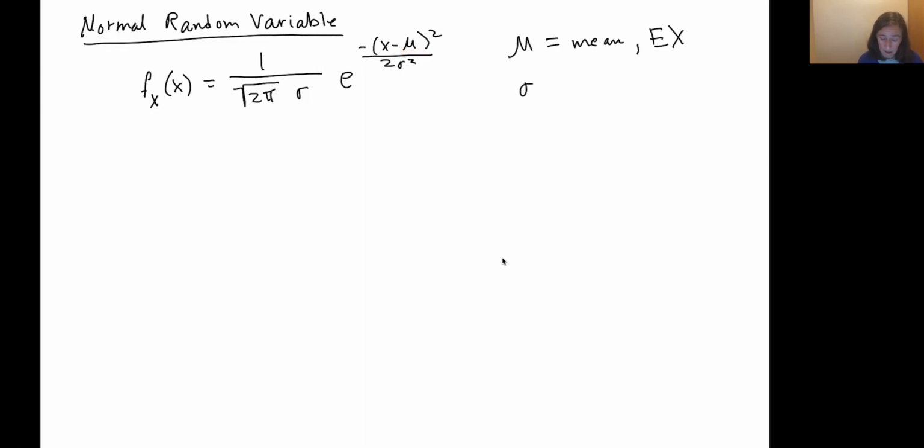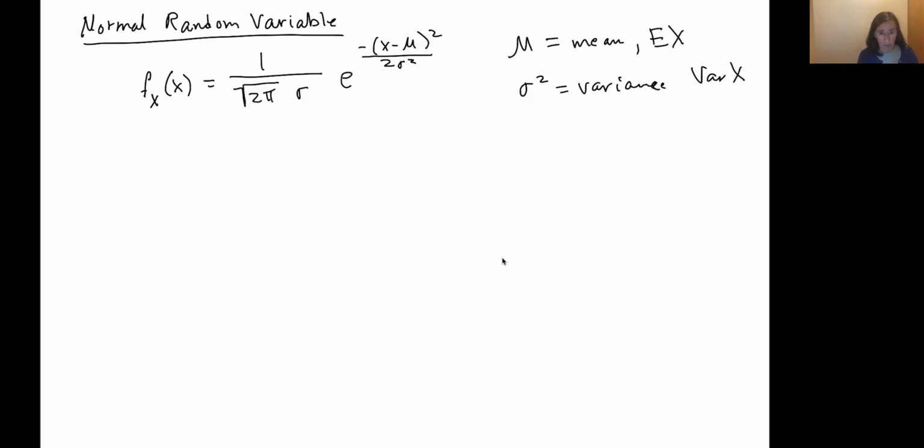And sigma squared is the variance. I could say sigma is the standard deviation. So the moments of the normal random variable are the parameters of the PDF, so there's no tricky business of calculating them. If we want to talk about which particular random variable in the big family of normal random variables we're talking about, the way we do that is we identify the mean and the variance or the standard deviation.